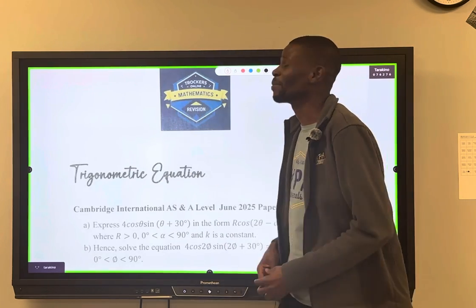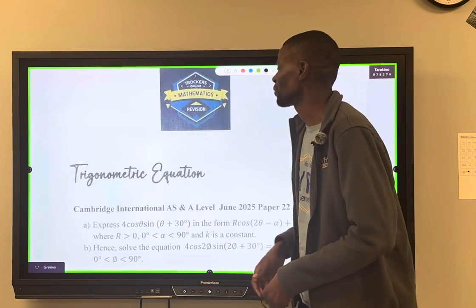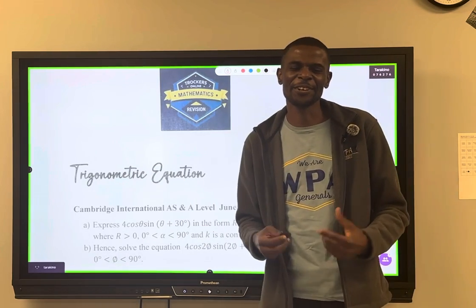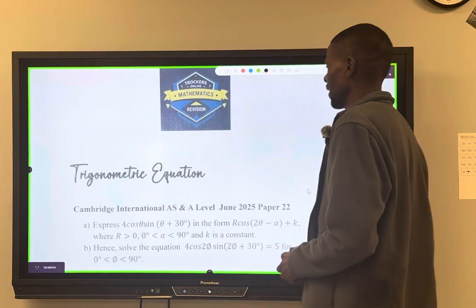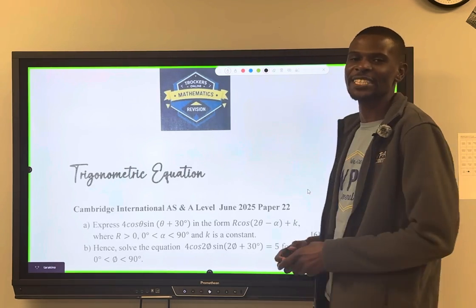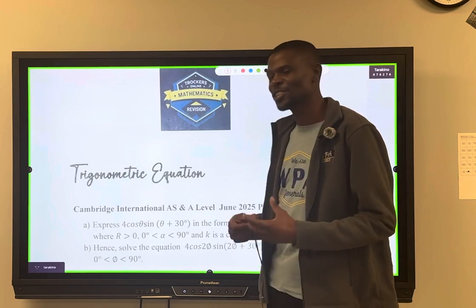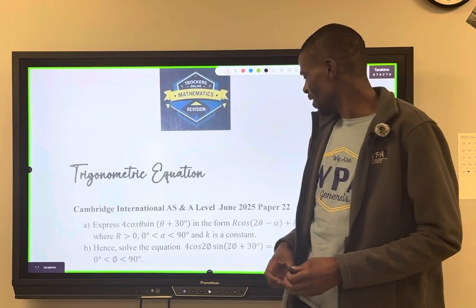The math plane is about to take off, and today we are going to land on trigonometric equation airport in a few. Okay guys, like what I've just said, we are going to consider a Cambridge International AS and A-Level June 2025 paper 22. Right.